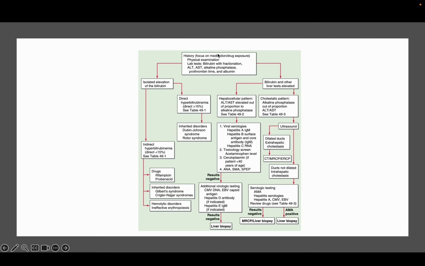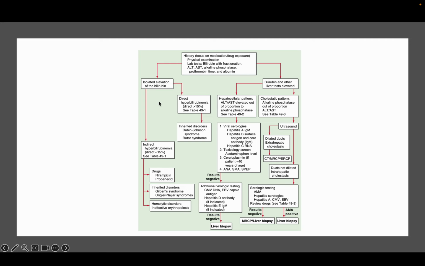First you ask for the physical examination. Then you get a bilirubin level, ALT, AST, alkaline phosphatase, prothrombin and albumin. If there is only isolated elevation of bilirubin, first check if direct bilirubin is elevated. Direct bilirubin more than 15% of total bilirubin is direct hyperbilirubinemia. If there is no enzyme elevation and no ALP elevation, always look for the inherited Dubin-Johnson and Rotor syndromes. So these are the possibilities, Dubin-Johnson and Rotor syndrome.